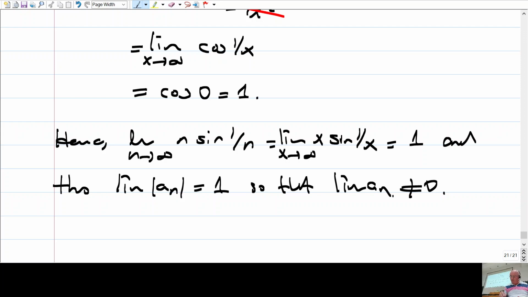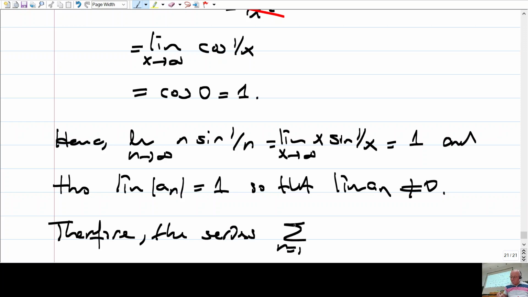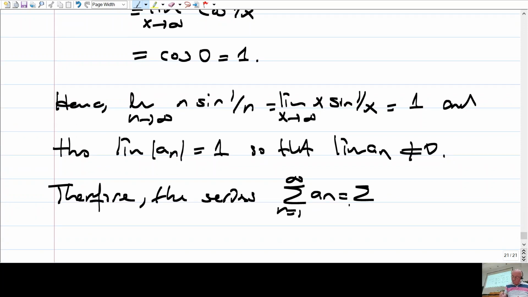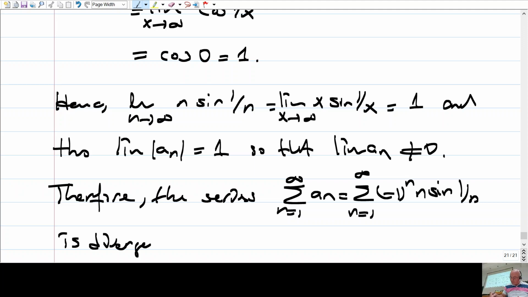This means, therefore, the series of a_n, which is just minus 1 to the power n times sine 1 over n, is divergent by the n-th term test.